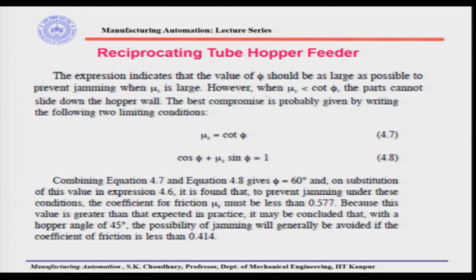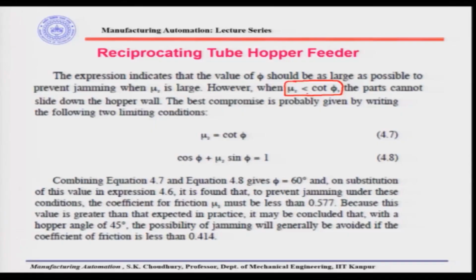However, when mu s is less than cot phi, the parts cannot slide down the hopper wall. What we are saying is that if mu s is less than cot phi, which is cos phi divided by sin phi, it is absurd. The parts are stuck; they cannot slide down the hopper wall at all. So we take that as a condition, and the best compromise is probably given by writing the following two limiting conditions.